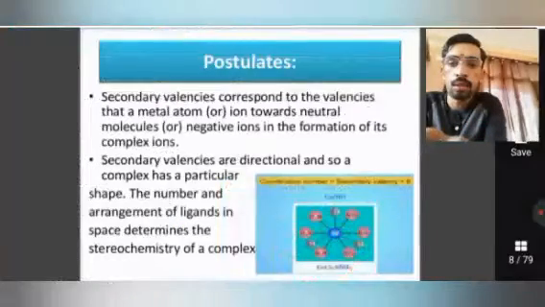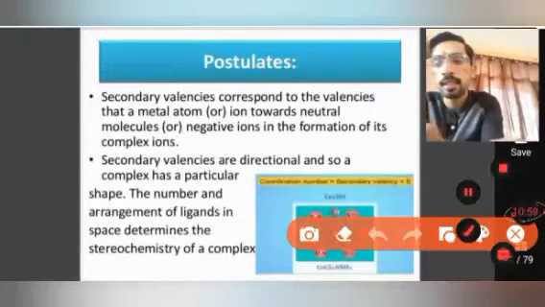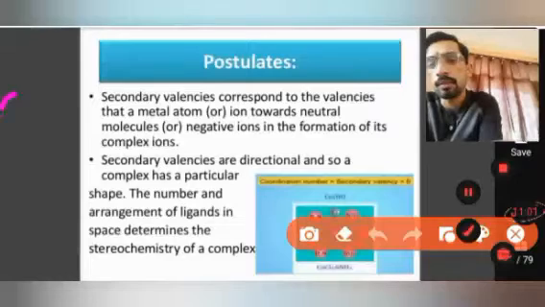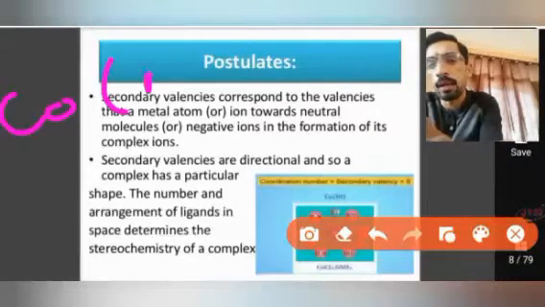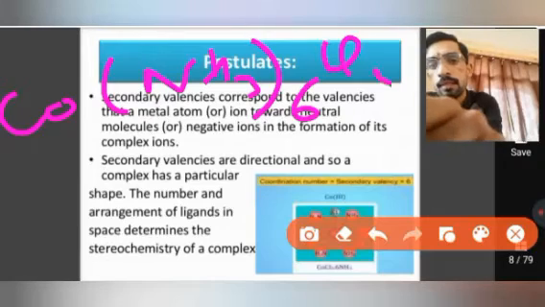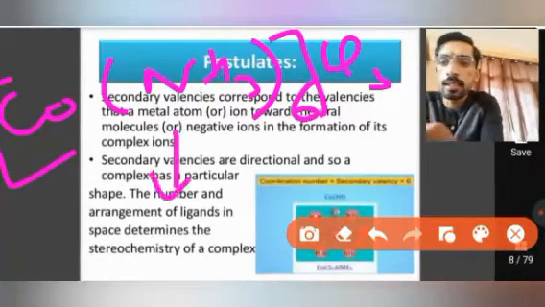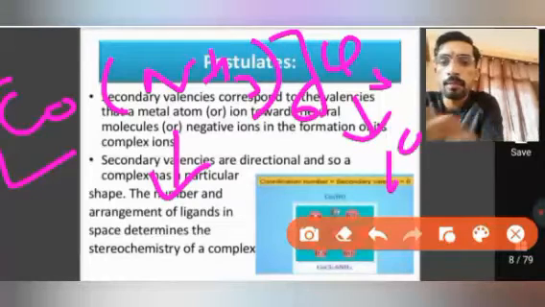You can see 1 2 3, 1 2 3 4 5 6. So there are 6 NH3. As I am telling again, we will write the formula this way: [Co(NH3)6]Cl3, whole bracket. Okay, so this is secondary valency, this is primary valency.